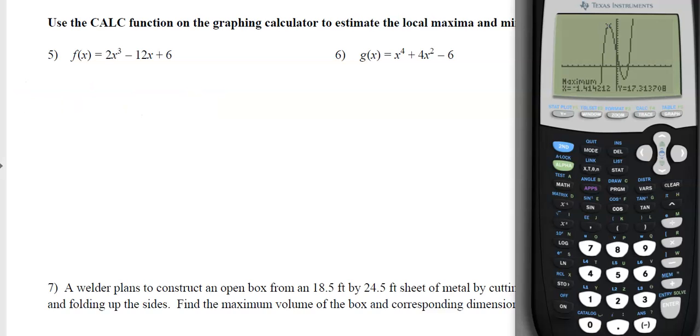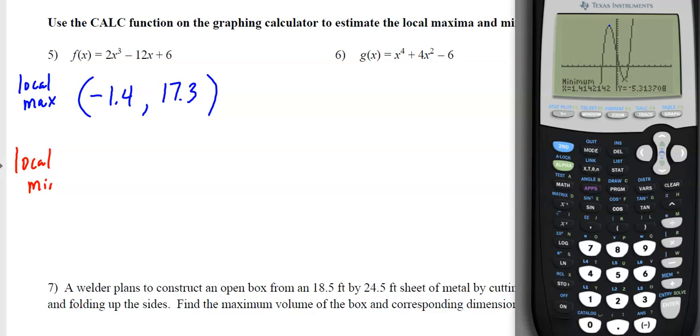So I'm going to kind of move the cursor down, and I'm going to go back to second, trace. Now we have a minimum, so I'm going to go to 3. And let's kind of go down a little closer. So enter on the left bound, the right bound, enter, guess, and it finds the lowest point in between those two x's, which is our local min. It is going to be positive 1.4, negative 5.3. So that's our local minimum there.